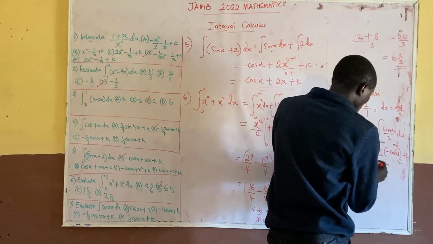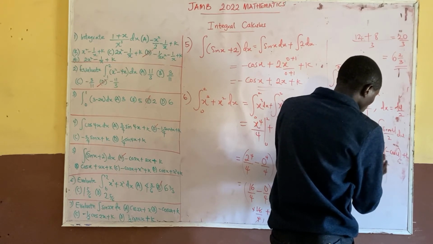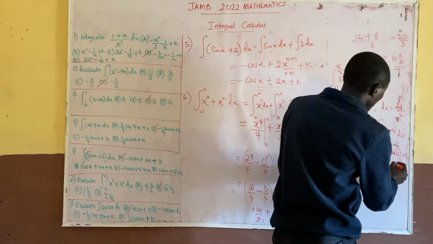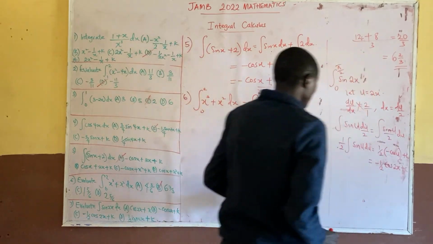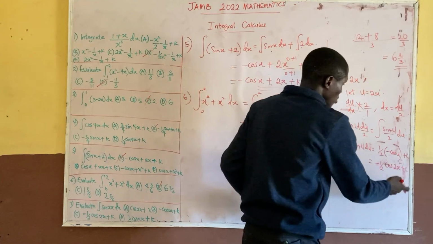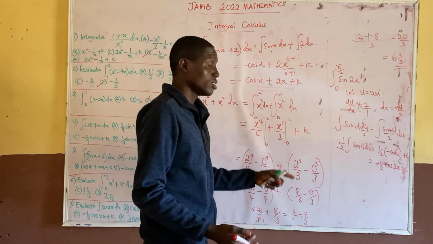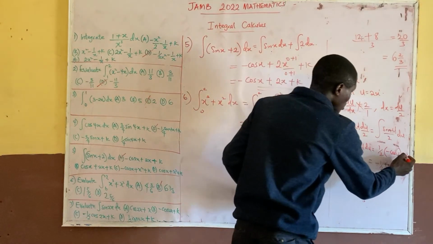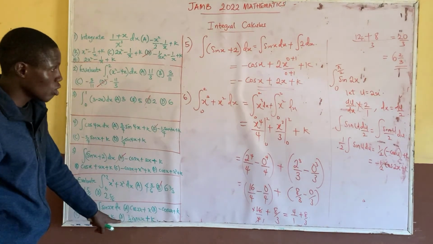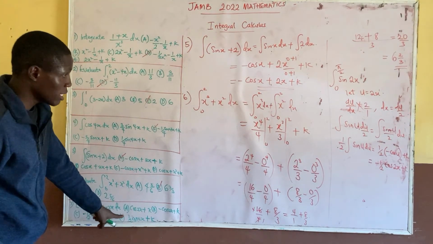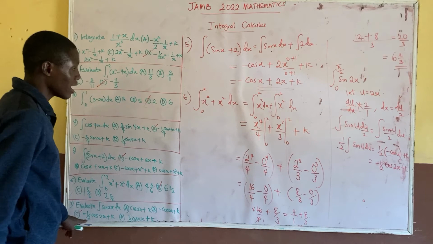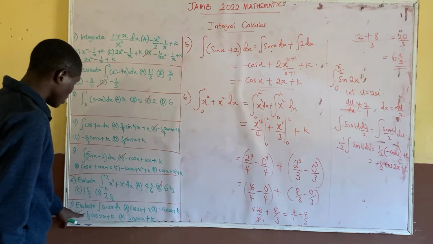Don't forget that this is minus times 1 over 2, so minus 1 over 2 cos u. Now your u here is 2x, plus c. Normally the question asks us to use plus c or plus k. Whatever the case, it is a constant. So let me just use k. So we have minus 1 over 2 cos 2x plus k. You have to be careful to choose the right answer.